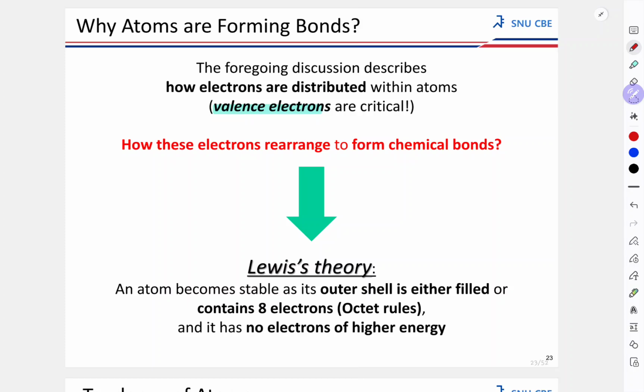And this can be answered by the old theory, Lewis theory, which states that the atom becomes stable as its outer shell is either filled or contains 8 electrons. You guys heard about the octet rule, right? Or it has no electron of higher energy. That's what Lewis theory is stressing.